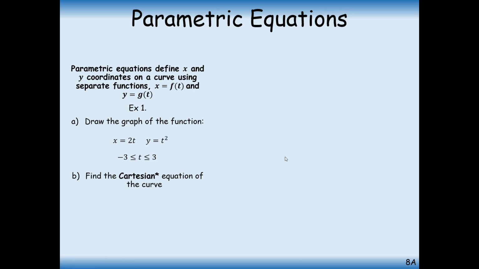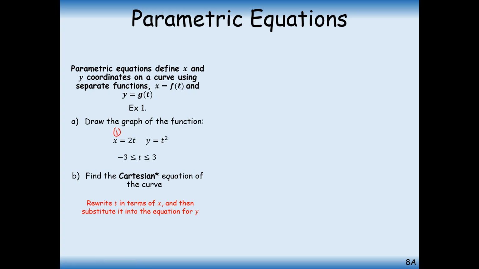Well, we've always been using Cartesian equations. If you define y in terms of x, that is a Cartesian equation. So the strategy is to rewrite t in terms of x and substitute that expression into the second equation.